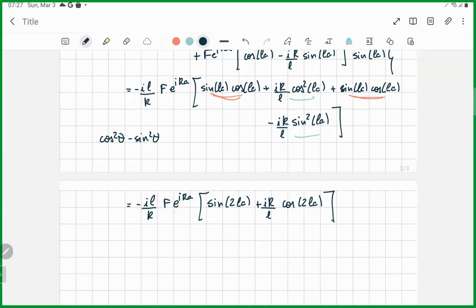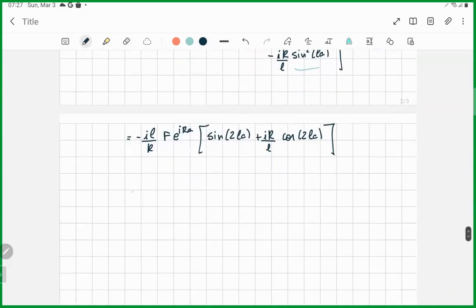Let's see if we can simplify things a little bit more. Well, let's try to keep in front just the term that depends on f and the exponential. So we are going to put this piece inside. Remember, minus I with plus I will give us plus.